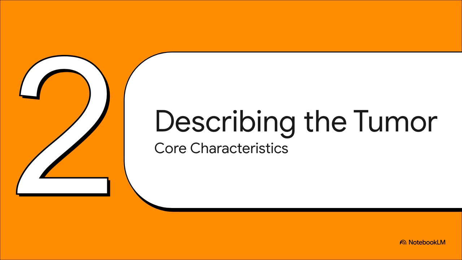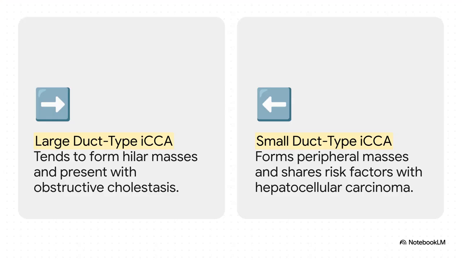All right, now we get to the real heart of the matter, describing the tumor itself. This is where your diagnostic skills really get to shine. So a key distinction you're going to need to make is between large and small duct types. And this isn't just some academic exercise, this has real clinical implications. Large duct types tend to show up centrally with obstruction. Small duct types, on the other hand, are often peripheral masses. And interestingly, they share risk factors with HCC, like viral hepatitis.